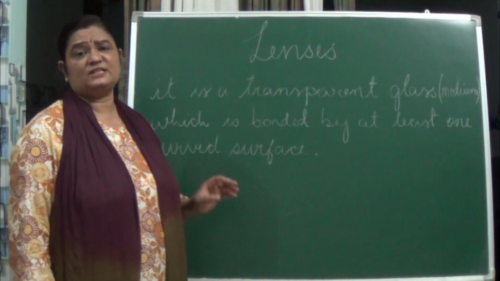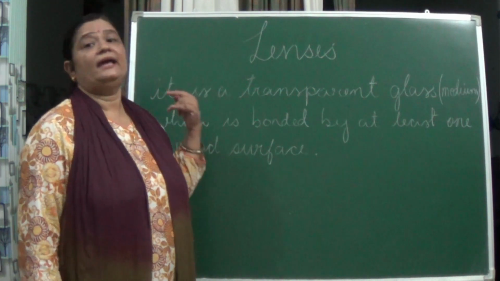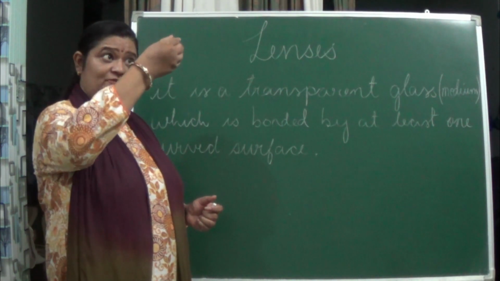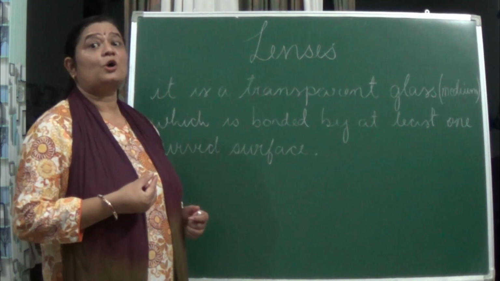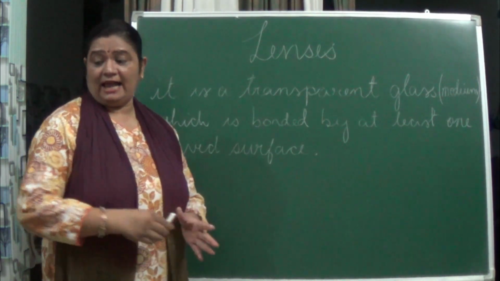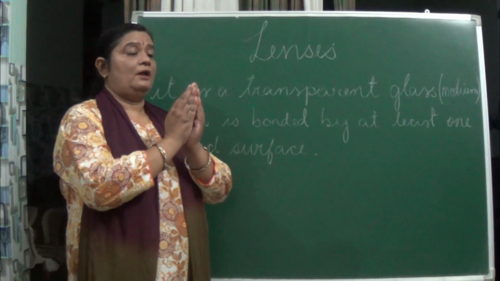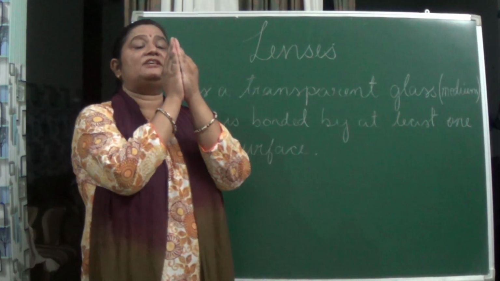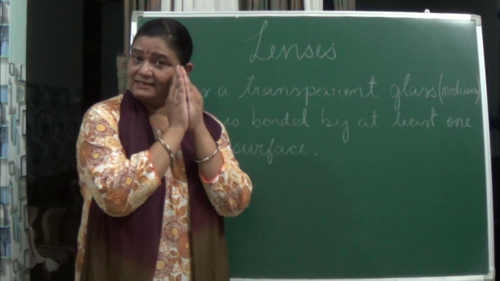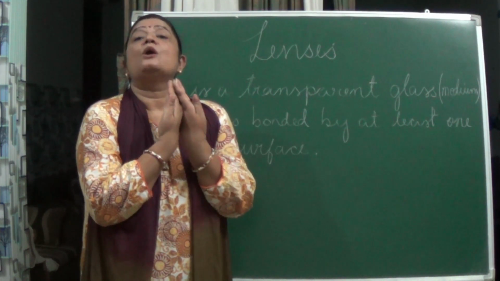Have you seen the spectacles? They consist of lenses. It can be a convex lens, it can be a concave lens, and you can feel it. If that glass is thicker at the middle, it is a convex lens. If it is thinner in the middle, it is a concave lens. Like if the transparent glass is given a shape in which it is thick in the middle, it is a convex lens. If that glass is thin in the middle, it is a concave lens.